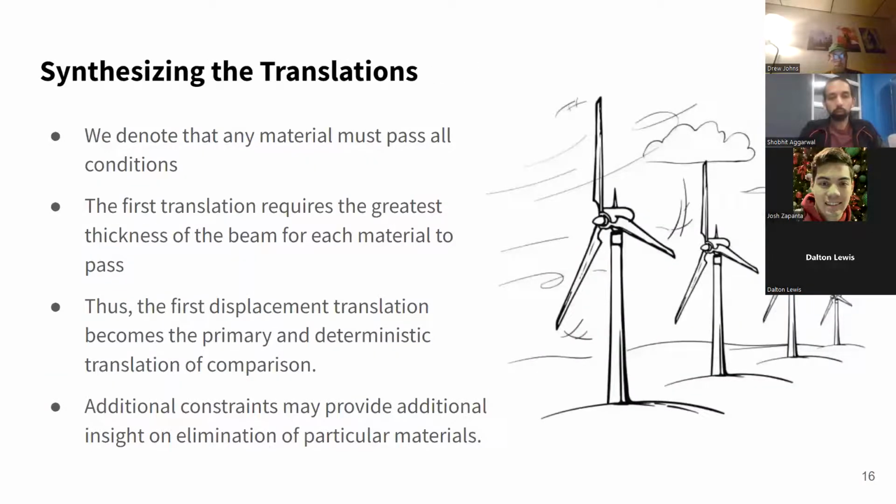Okay, so in order to whittle down our material choice to select a few materials, we decided to look at all the translations together, and all the materials that we look at have to pass all our translations and all of the minimum requirements in order to be viable for this. And the one we decided to consider to be the most important was the first translation, that being the total deflection at the tip. We decided to do that one as it gave us the thickest beams total, while keeping both the length and the width constant.